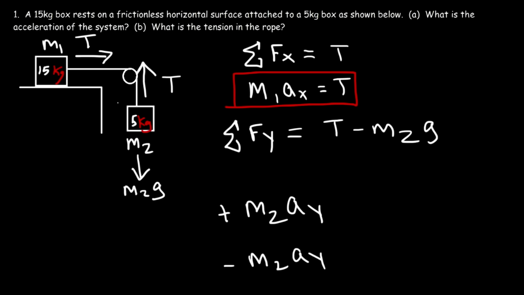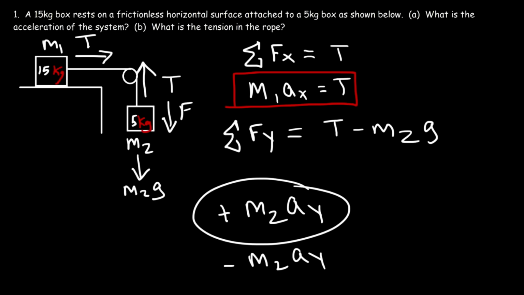Now, the net force on block 2 is going in the negative y direction, so therefore this thing has to be negative. Now, let's say we were to use positive m2ay. In order for this to be negative, that means ay itself has to be negative, which in fact it is, technically. For block 2, because it's accelerating downward, the acceleration in the y direction should be negative.